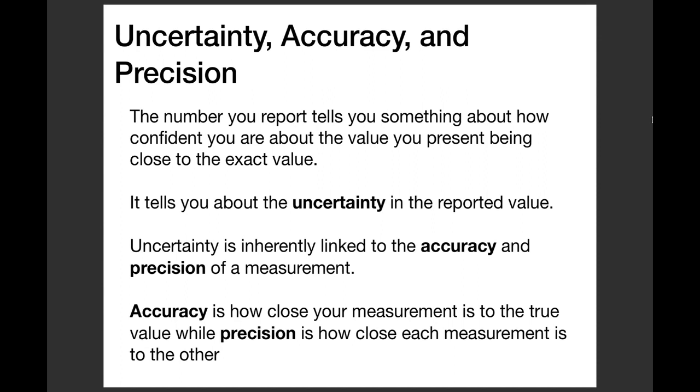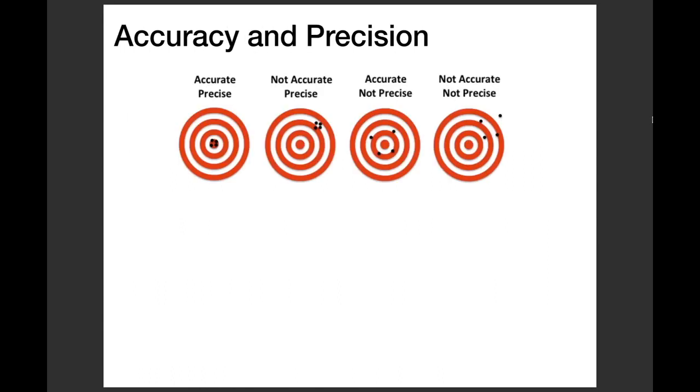The uncertainty in these values is inherently linked to two properties, accuracy and precision. Accuracy just refers to how close your measurement is to the true value, while precision refers to how close each individual measurement is to the other measurements. We can use the classic example of shooting at a target to illustrate accuracy and precision.